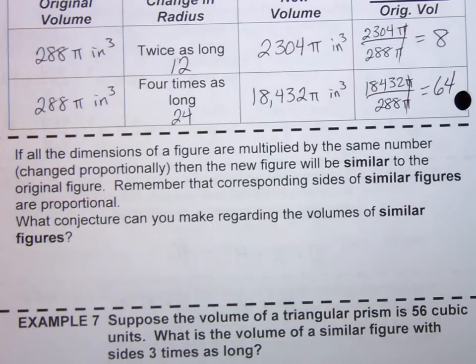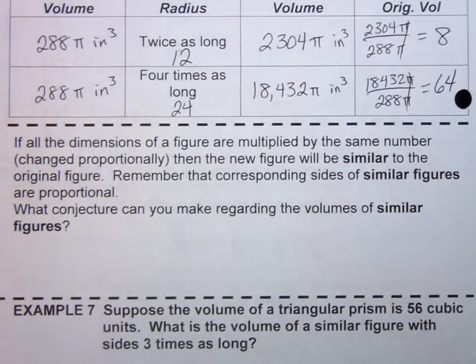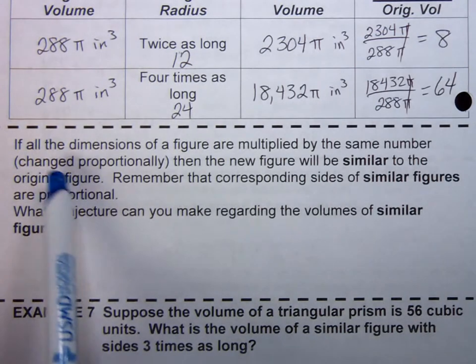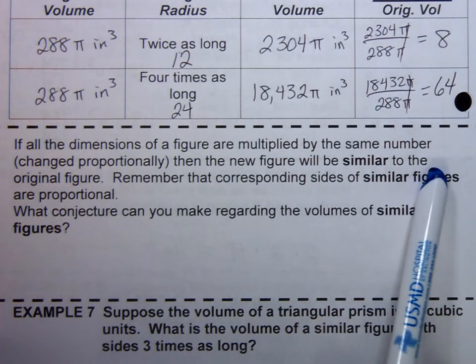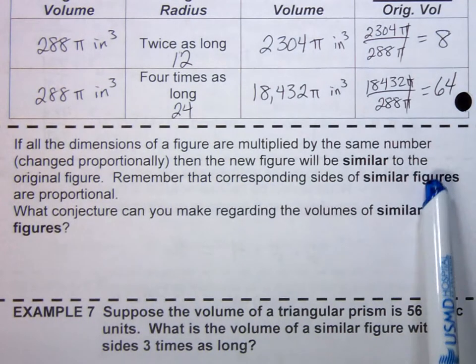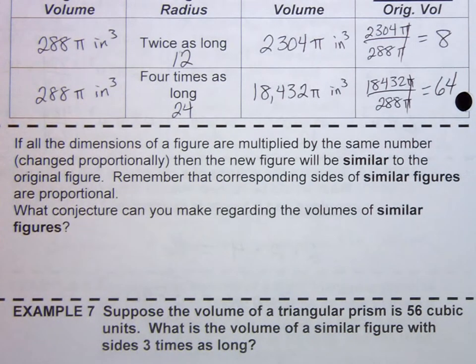Alright, this was a situation where we had similar figures, the sphere. It says if all dimensions of a figure are multiplied by the same number, the sides are changed proportionally, then the new figure will be similar to the original figure. Remember that corresponding sides of similar figures are proportional.